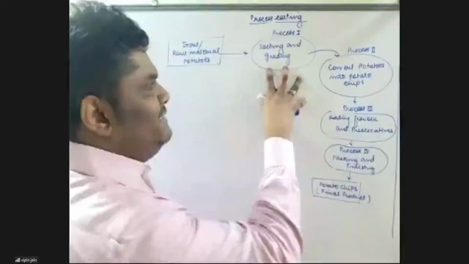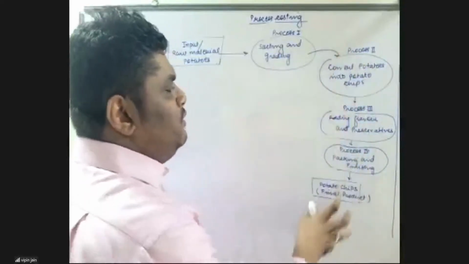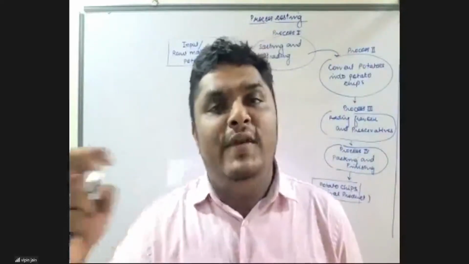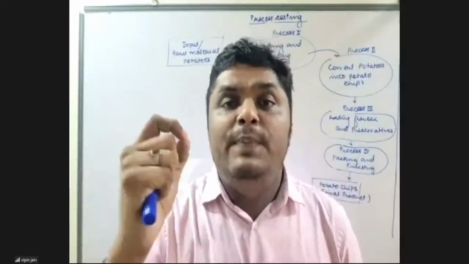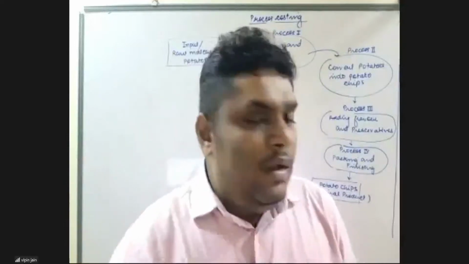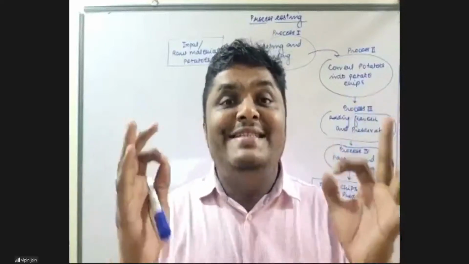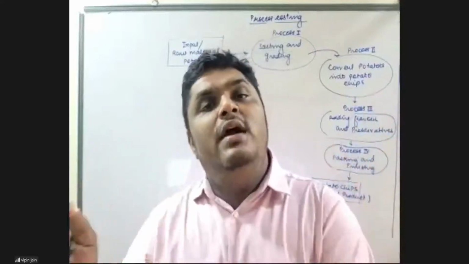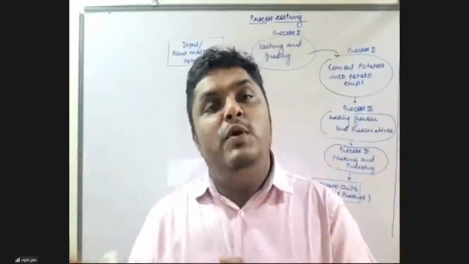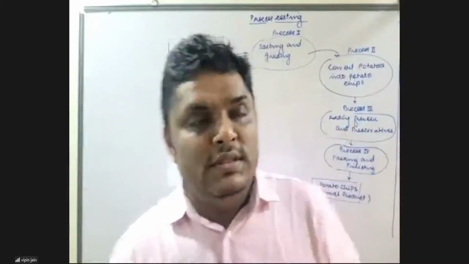Further, since each process is unique, and a separate set of costs is incurred for every process, therefore a separate process account is to be prepared for every process. I repeat again, guys, since each process is unique and a separate set of costs is incurred for every process, therefore we prepare a separate process account for every process to record the cost pertaining to that process.